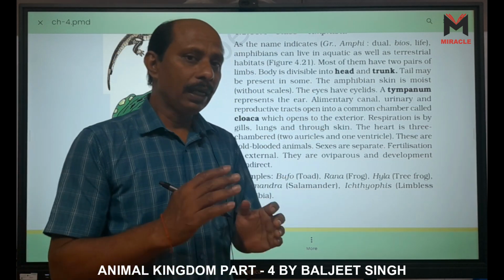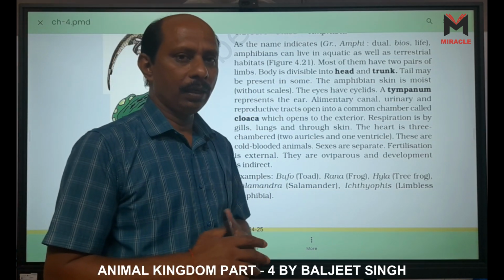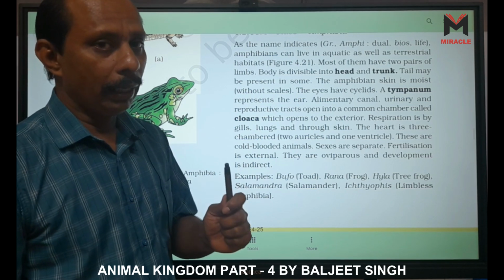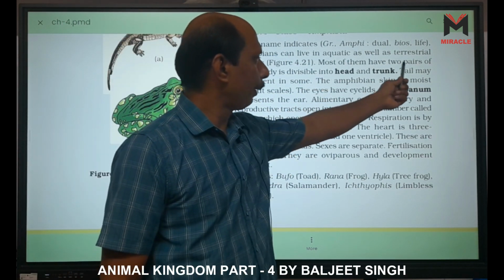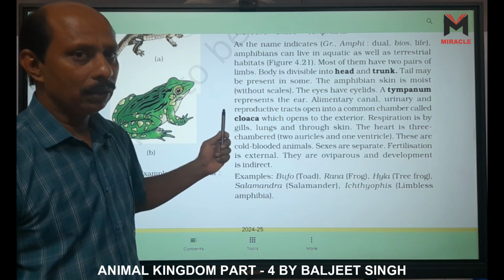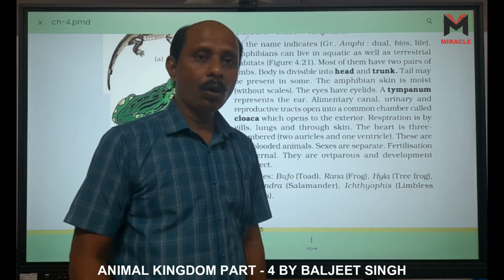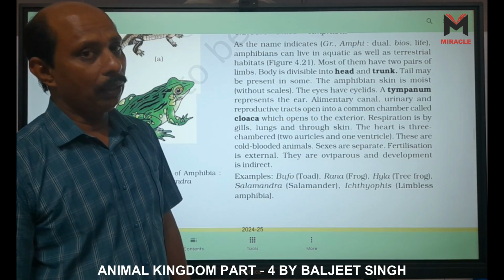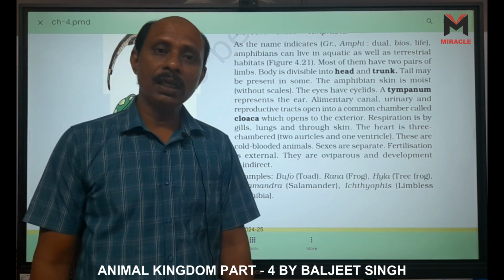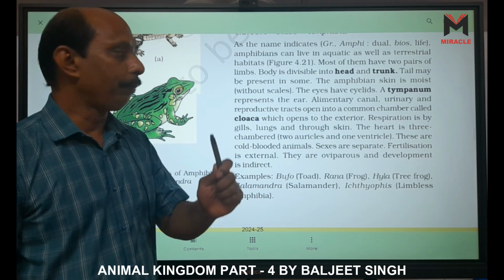Anura means tails are absent, but limbs are present. For example, frogs and toads: Rana tigrina, Bufo, Hyla are examples of Anura. So most of them have two pairs of limbs, as for example in orders Urodela and Anura. Body is divisible into head and trunk, only two parts. Tail may be present in some, like Urodela, that is salamander and Necturus, which have tails.